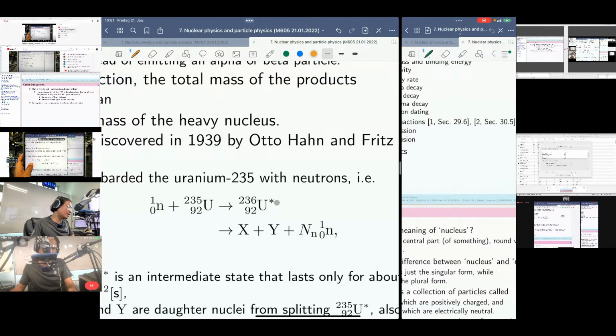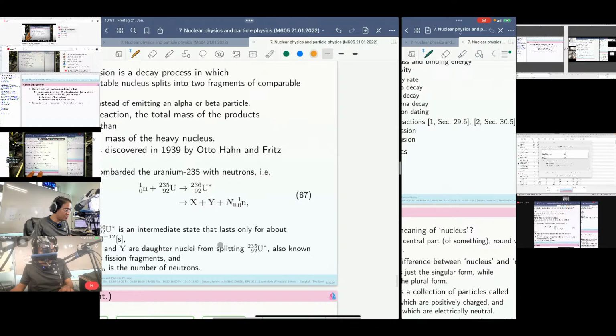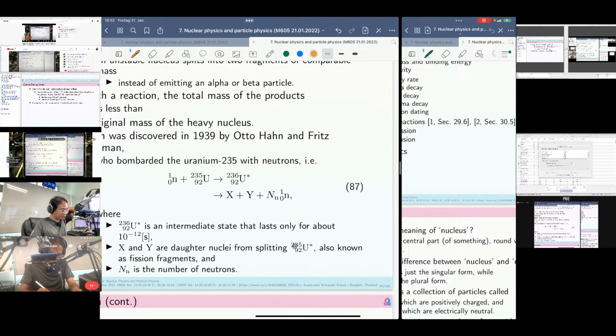Oh, this one should be 236, not 235. It needs to be number 6, not 5. Uranium-236 is an intermediate state. It's in the excited state. There is vibration of protons and neutrons inside the nucleus of uranium-236, and it will last only 10 to the negative 12 seconds. So 1 femtosecond is very, very short.